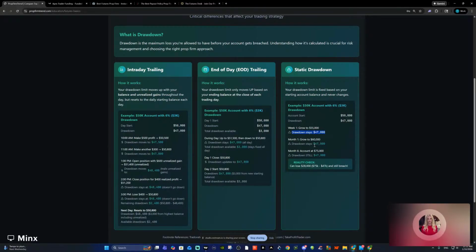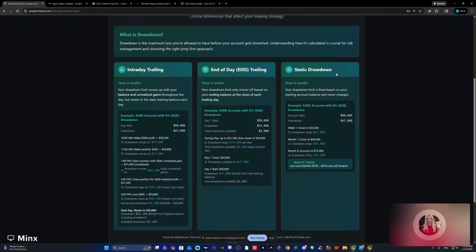Let's say month one, you grow to 60,000. Your drawdown is still going to be at 47,000. Month 6, your account is at 75,000. Your drawdown staying at 47,000. Reality check, you can lose $28,000 and then breach the account.